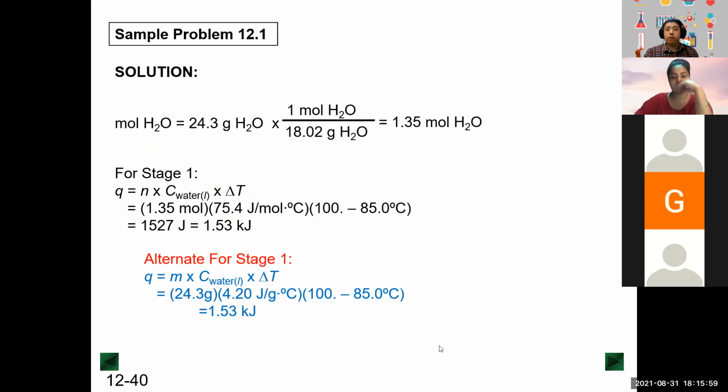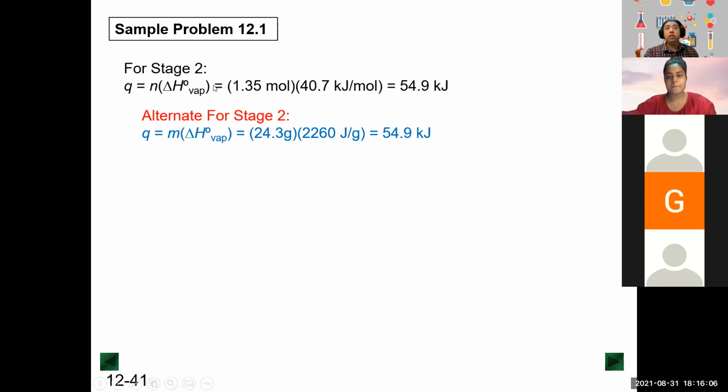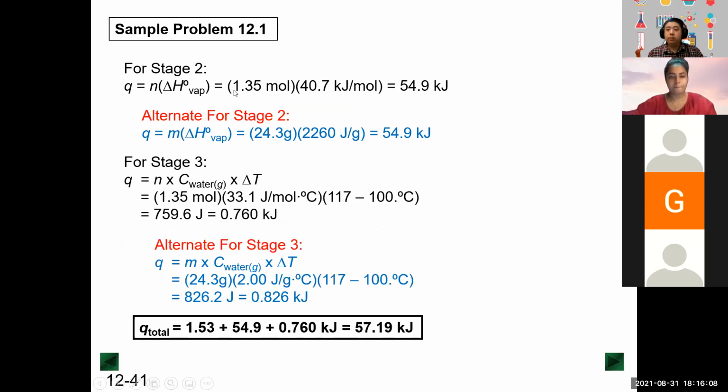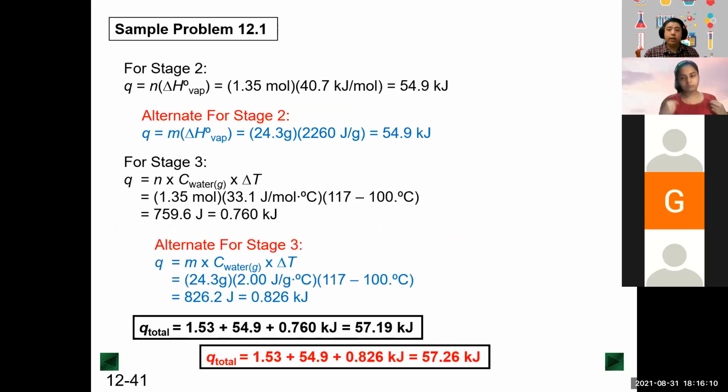Okay, any questions about this first page right here? This is our first part, stage one. All right, so stage two, the only thing we're doing here is we are going to go ahead and change the phase.